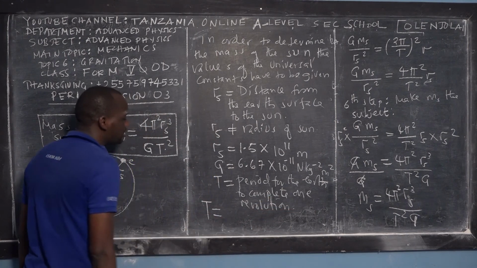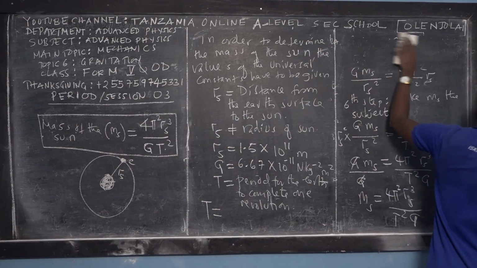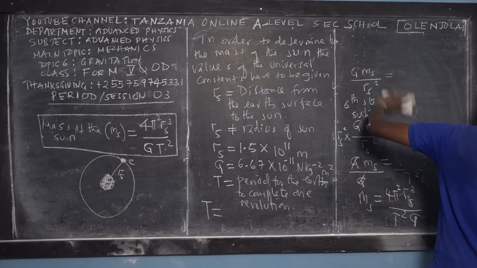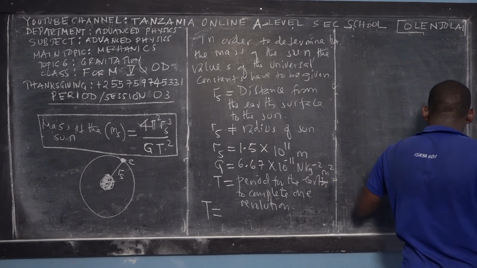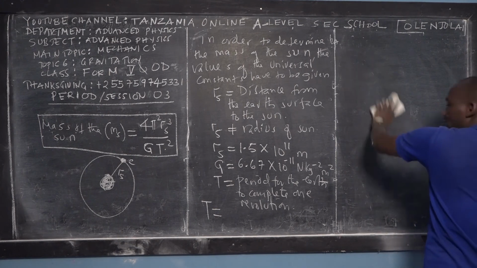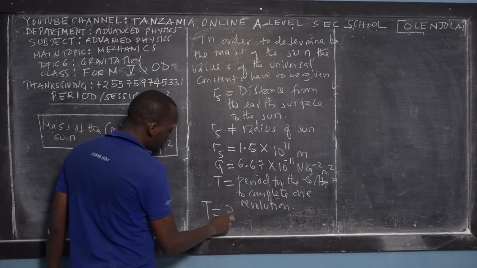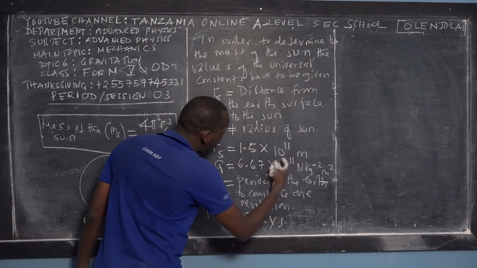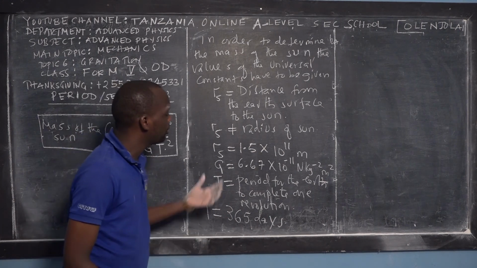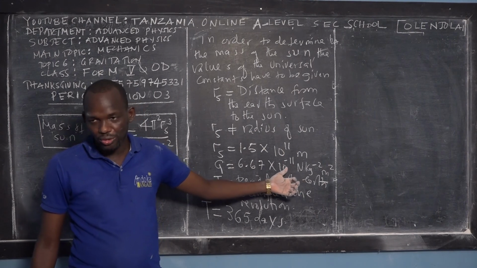How long does S spend to revolve around the sun? How many days? Tell me please in the comment section. How many days? 360. 365 days.